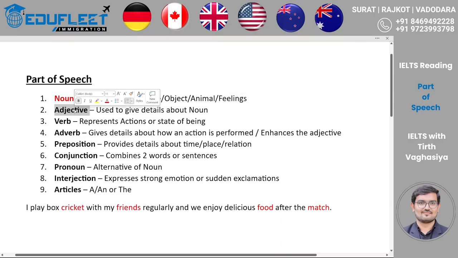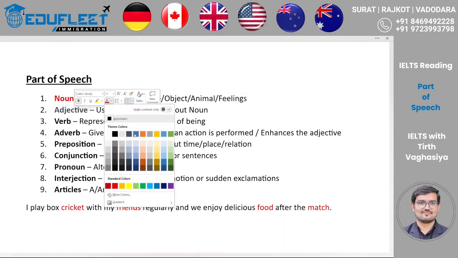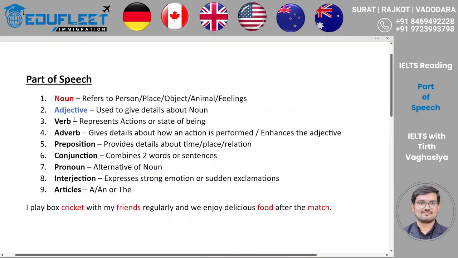Now let's look at the next term, which is adjective. What is an adjective and what is the purpose of an adjective in your statement? An adjective is used to give you details about a noun. For example, if we are referring to one chair, and someone asks you to describe the chair, what will you do? You will talk about the size of the chair. This is a big chair, small chair. You would talk about the color of the chair: red chair, black chair, white chair, brown chair. Those are the terms that describe your noun. Those are adjectives.